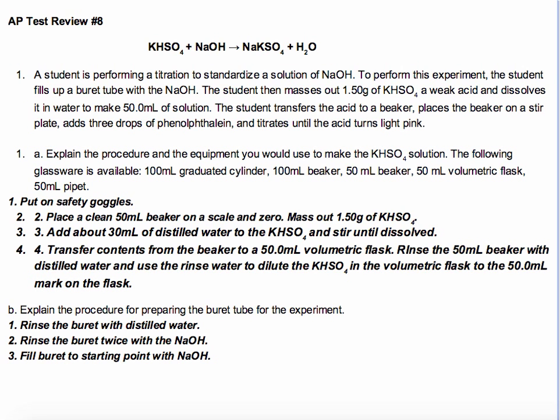Okay, this video is for AP test review number 8. So this one is a titration problem, and they're trying to standardize the solution of NaOH. That means they don't know the exact molarity of it, so they're trying to figure out what the exact molarity of the NaOH is. They're filling up a burette tube, putting the NaOH in there, and they're going to mass out 1.5 grams of potassium hydrogen sulfate, which is going to be used to standardize the base.